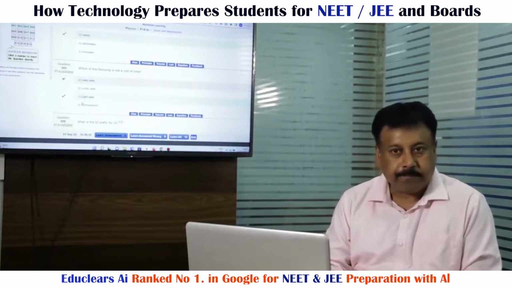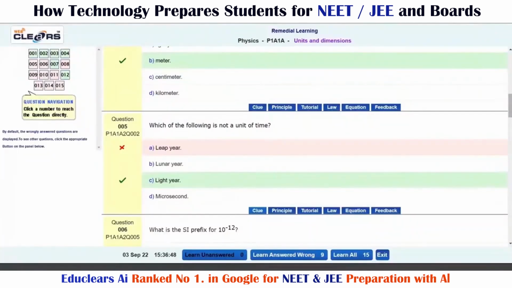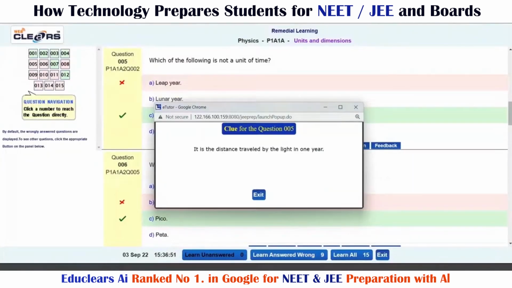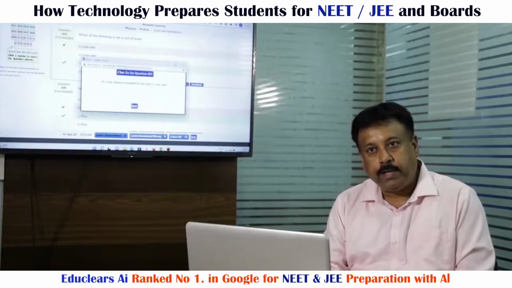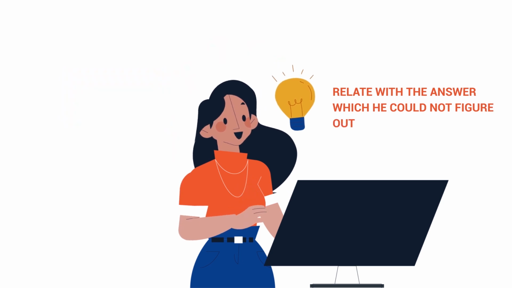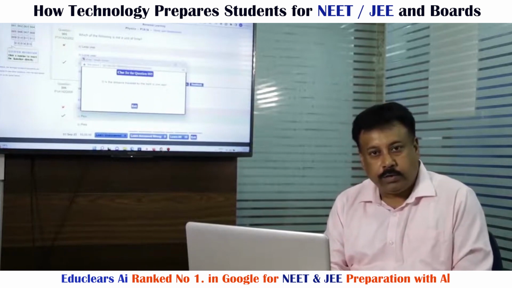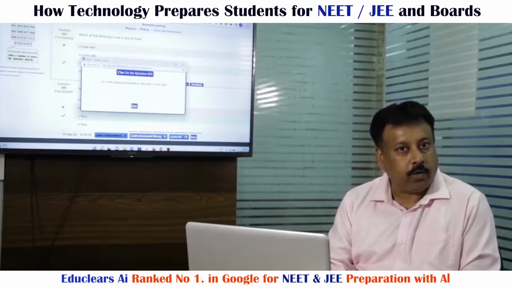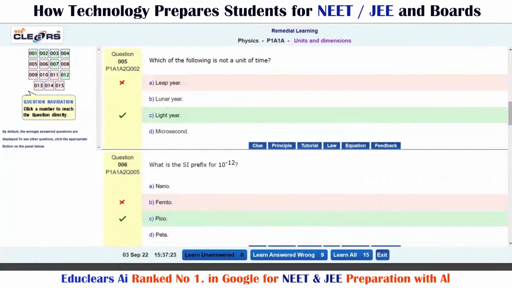If a student wrongly answers a question, we start with a clue. The reason for giving a clue is to help the student to remember the answers which he knew once but forgotten now. With the clue, student can link or relate with the answer which he could not figure out. If the student can link his memory to the forgotten answer, then the job is done. He will remember the answer when the question is asked next time.